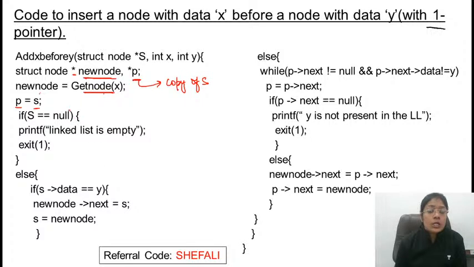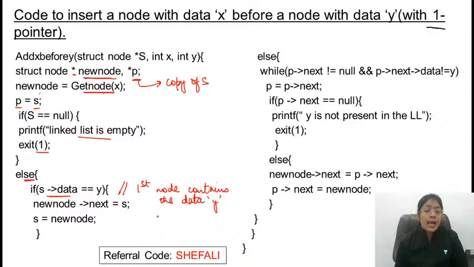If S is equal to null, this means that linked list is empty, so we cannot insert a node. Otherwise, if S of data, that is the first node, contains the data Y, this means that you have to insert a node at the beginning of the linked list. Otherwise, first of all, you need to check this condition and then you will be checking for the value. Don't change the order, otherwise you may get an error.